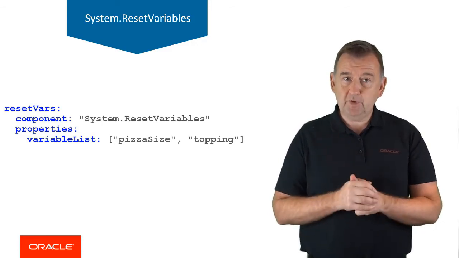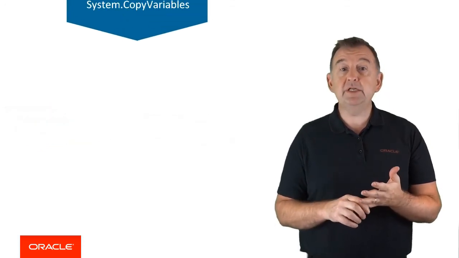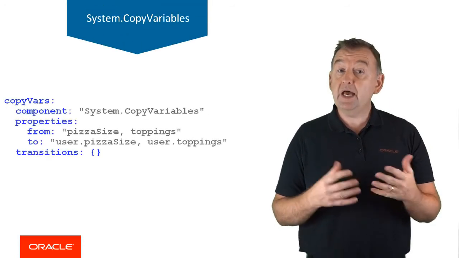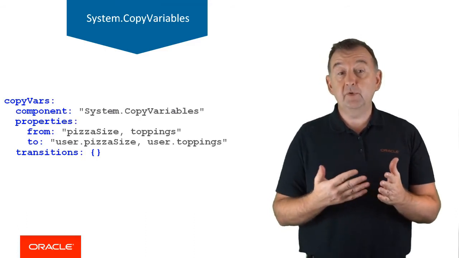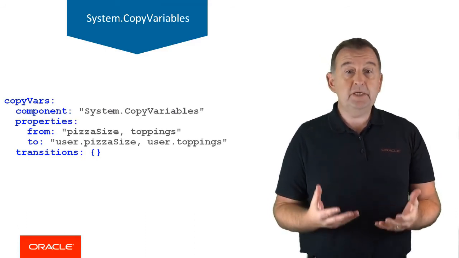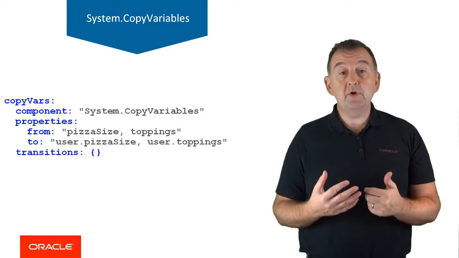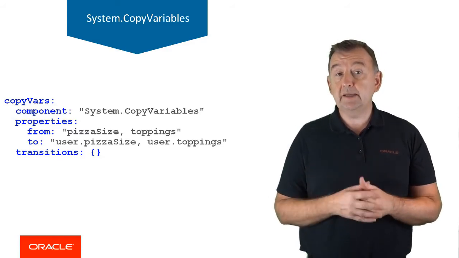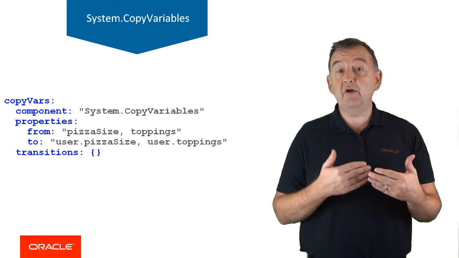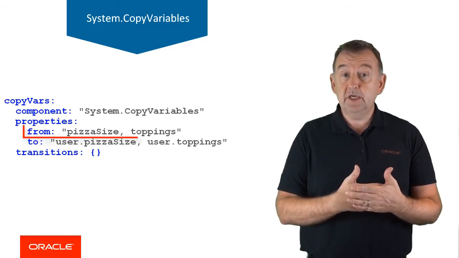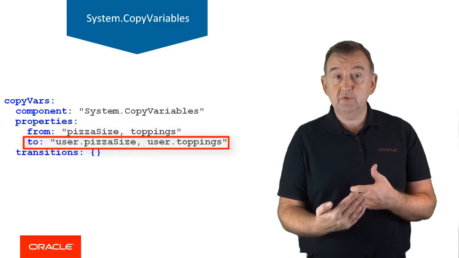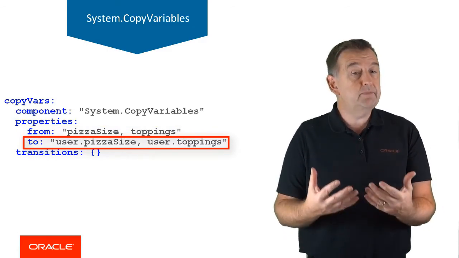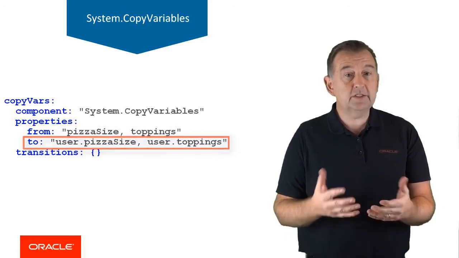Two more to go. Okay, our next system component is copy variables, which, as you might expect, is a quick way to copy one or more variable values. Maybe you have a pizza bot and you want to remember what the user ordered the last time. So you can copy the values from some context variables, maybe before the reset, and copy them to some user scope variables, which will be preserved even when the bot conversation is restarted.